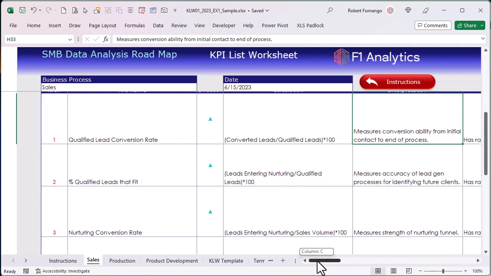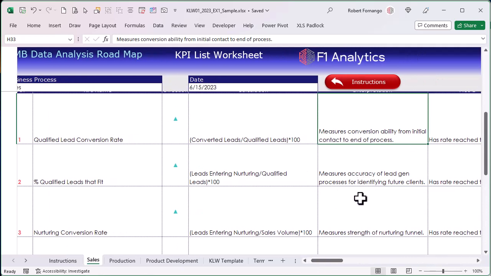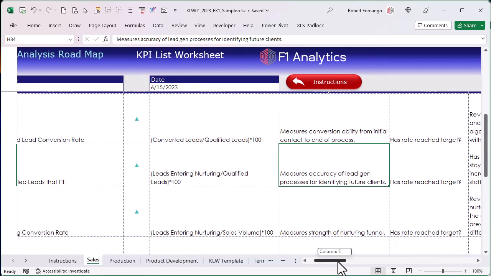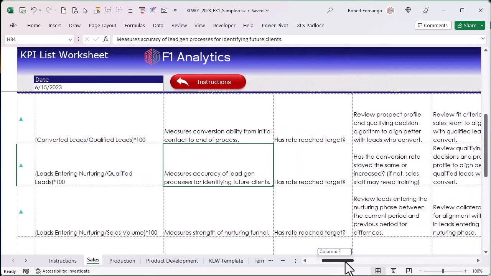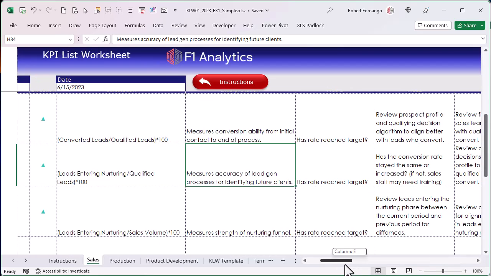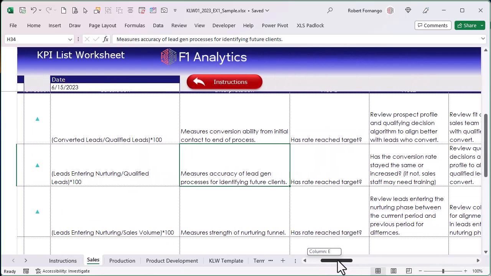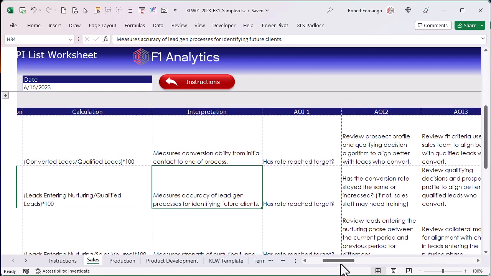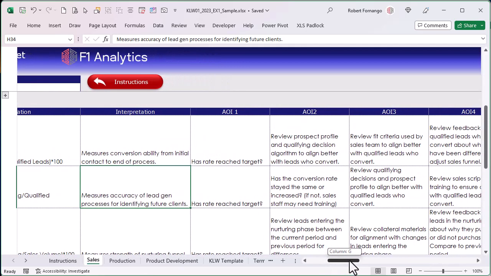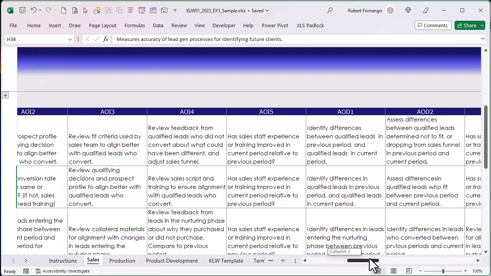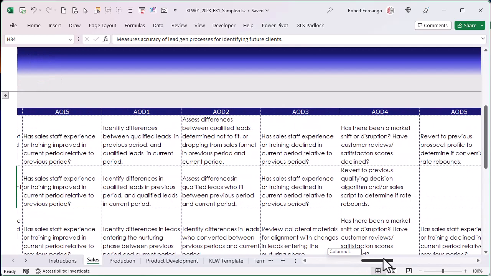And this is really just going to get to our plain language interpretation: this is a measure of accuracy of our lead generation process for identifying future clients. And then again, our action, if it increases, and we want this measure to increase, right? We want this measure to go up as high as possible. So our actions on increase are pretty much the same as they were for our conversion rates. And our actions on decrease are the really important ones.